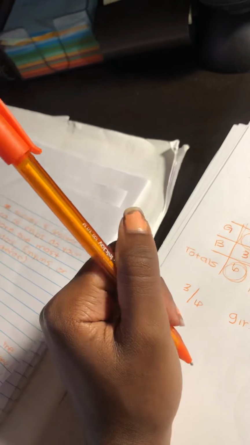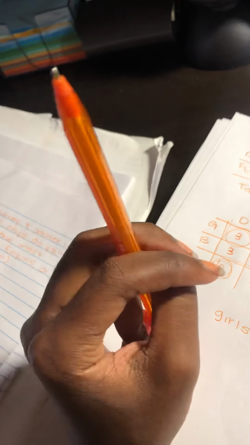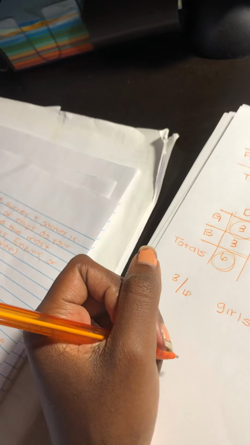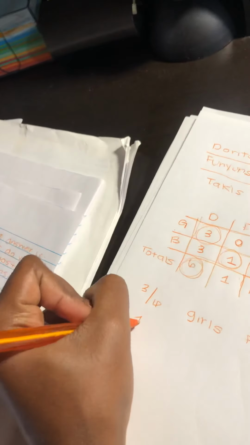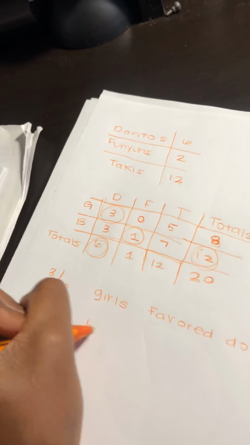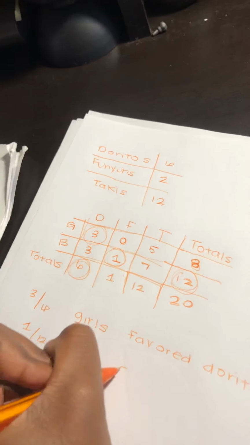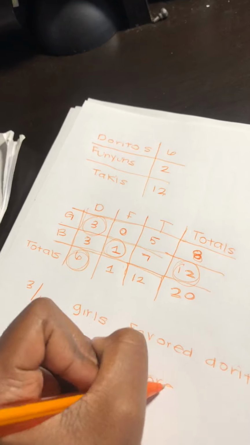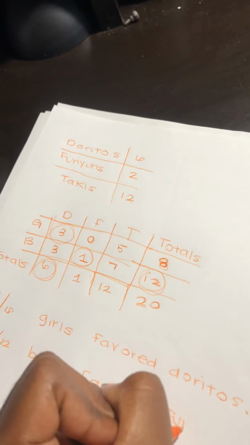out of the boys, how many liked, let's say, Funyuns? Then you would write 1 out of 12 boys favored Funyuns.